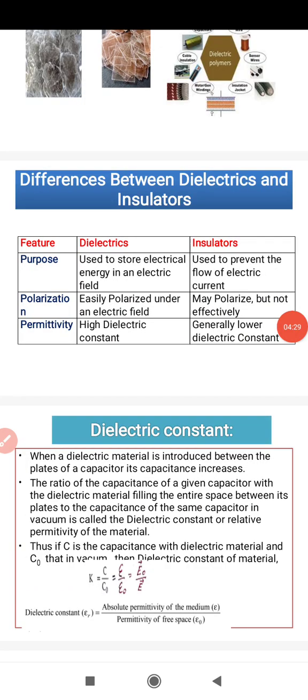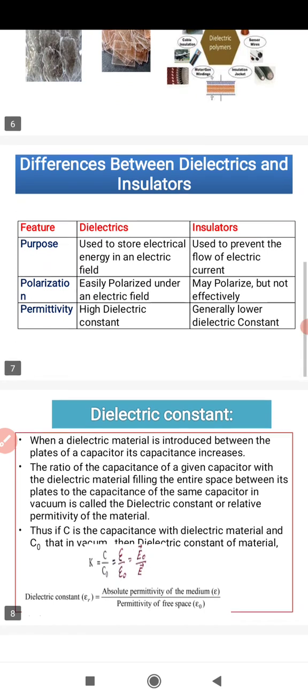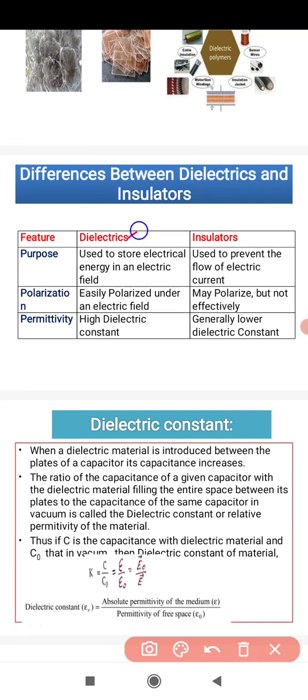Now the difference between dielectrics and insulators, in terms of certain properties or characteristics. Dielectrics are used for the purpose of storing electrical energy in an electric field. Insulators are used to prevent the flow of electric current. In case of polarization, dielectrics are easily polarized under an electric field. Insulators may polarize but not effectively. They have less polarization, very low compared to dielectrics. In case of permittivity, dielectrics have a high dielectric constant, while insulators generally have a lower dielectric constant.